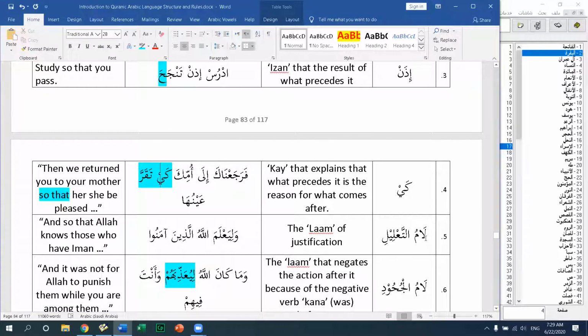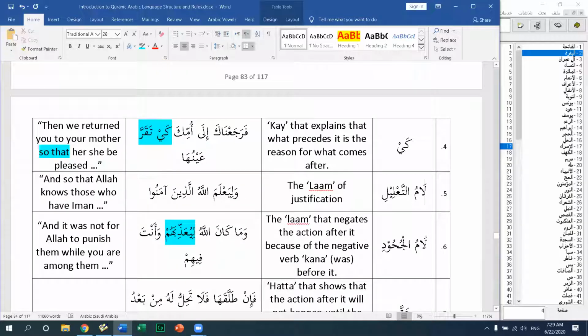لام تعليل is very similar to the meaning of Kai. It explains the reason or the justification for something happening. The lam of justification. What do we mean justification? It's explaining why something happened.